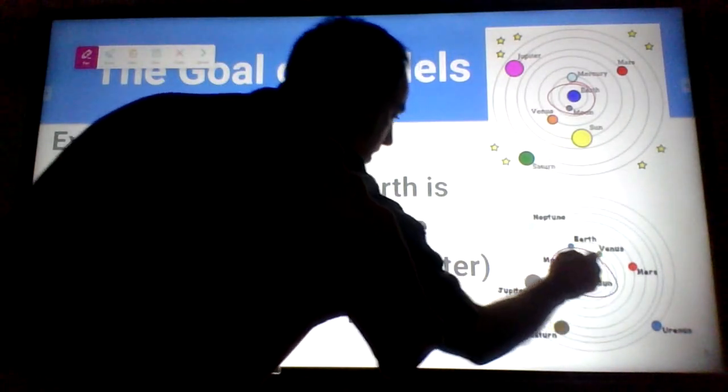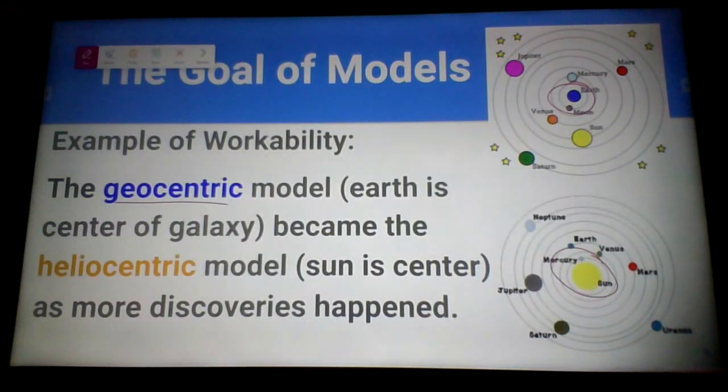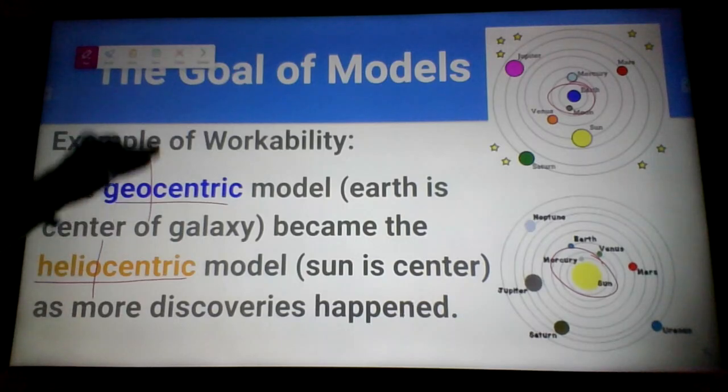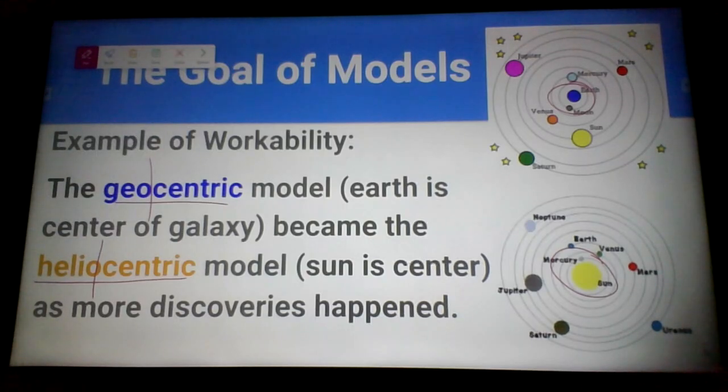that the sun is the center of the galaxy and the planets revolve around the sun. That's called heliocentric. Helio means sun. Geo usually refers to the Earth. Of course, centric being the center. As we learn more about the galaxy, the model changed. And now we use the heliocentric model, knowing that the sun, the most massive body in our galaxy, is the center, and that's the reason the planets orbit the sun.